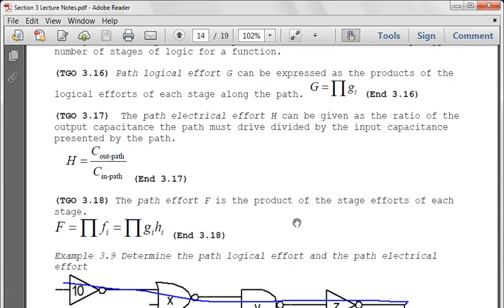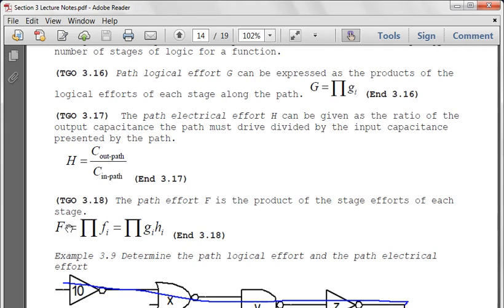And so the path effort is the product of the stage efforts of each stage. Recall we had G and H for this path effort, and then our parasitic delay is equal to the stage delay. So now we are going to have this multiple of each G and H. We have our logical effort and our electrical effort. We multiply those together for each stage, and then we multiply all of those to get this path effort.